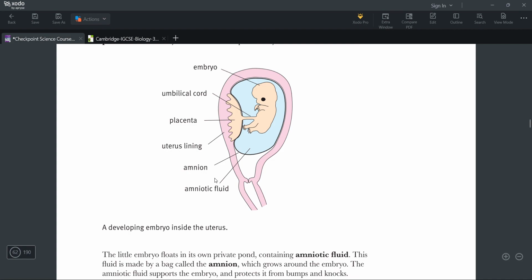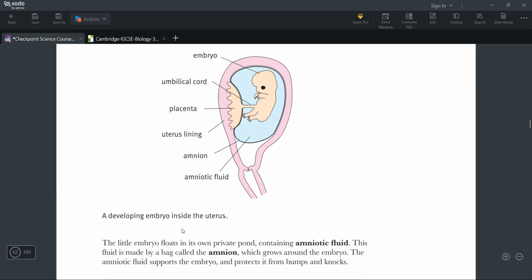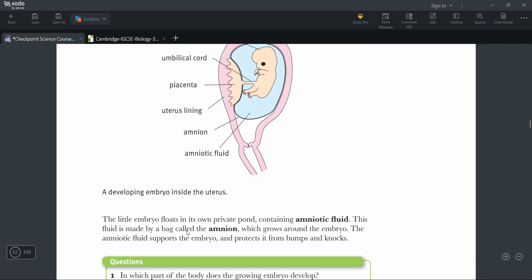Okay. And then the amnion is the bag that keeps the baby suspended in the uterus, and it's filled with amniotic fluid, which is mostly made up of water.